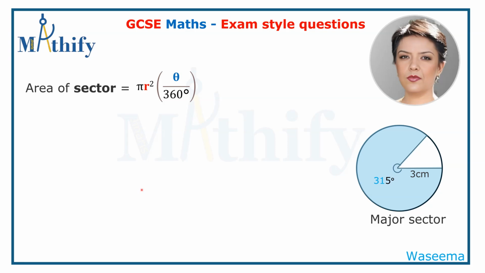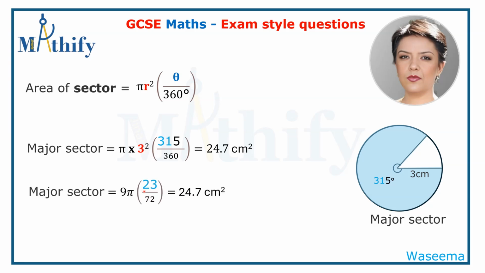So pi multiplied by 3 squared multiplied by 315 divided by 360. That will give us our final answer of 24.7 centimeters squared. Or we can simplify them. So pi times 3 squared is equal to 9 pi. 315 over 360 can be simplified into 7 over 8, and that will still give us our final answer of 24.7 centimeters squared.